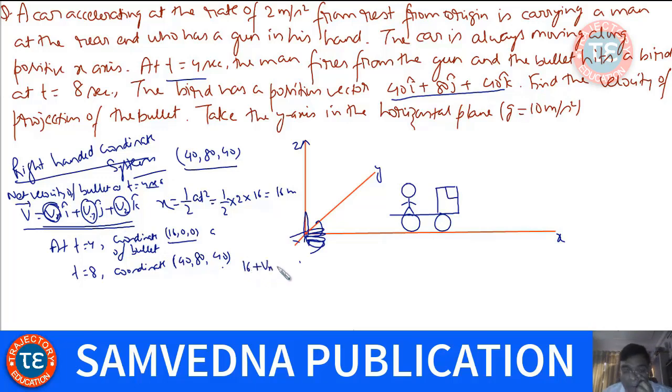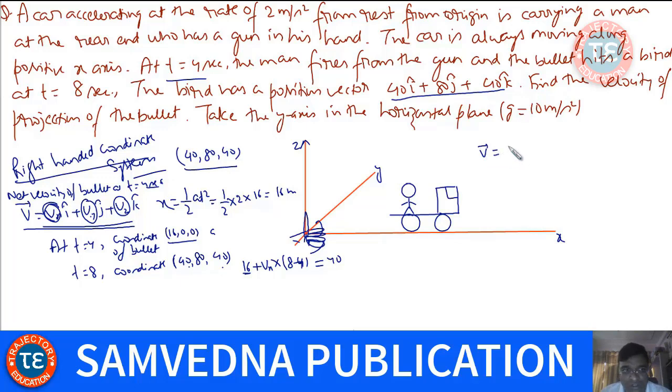So the equation should be 16 plus Vxt. Vxt means the distance traveled in x direction by the bullet, which will be (8 minus 4) into Vx, and 16 is the initial position of the bullet on the x axis. So that should give me 40. Are you getting the point?